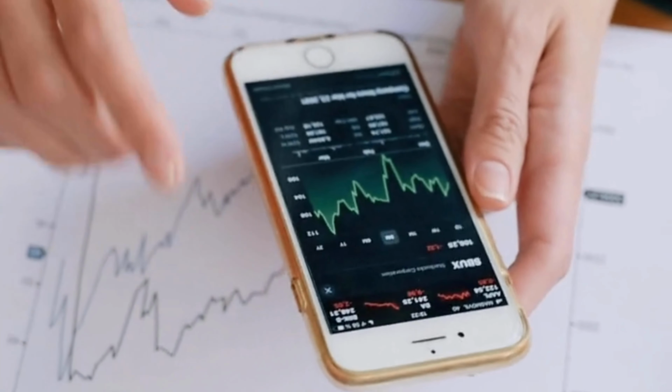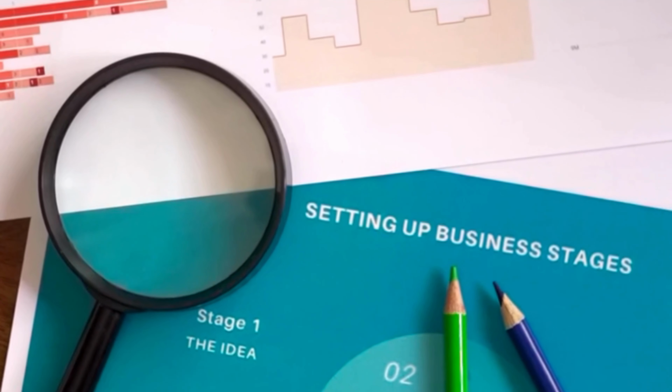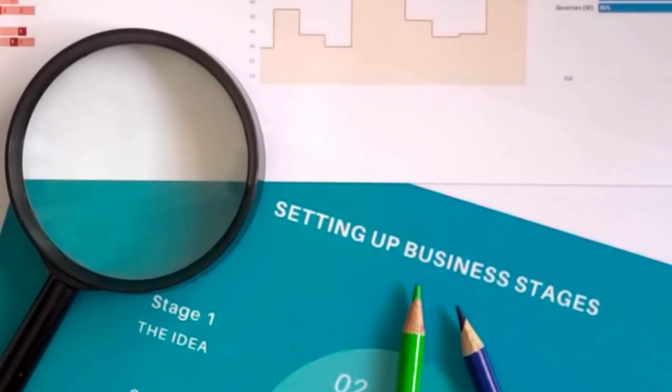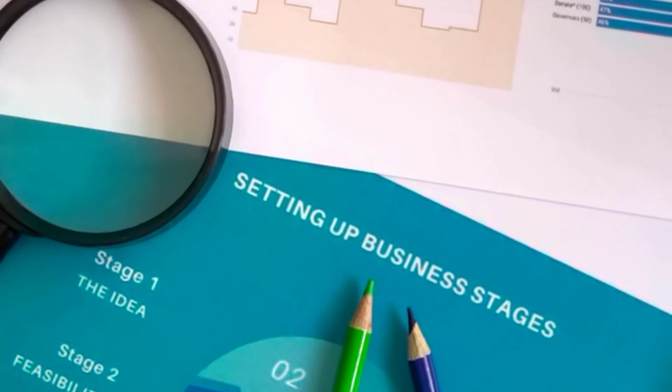Trade only during stable sessions like London or New York. Avoid big news events. Volatility can wreck even the best setups.